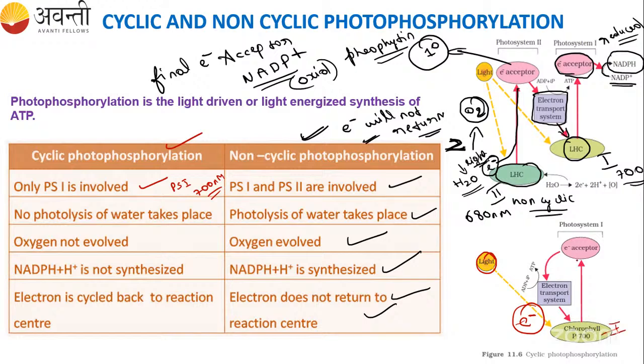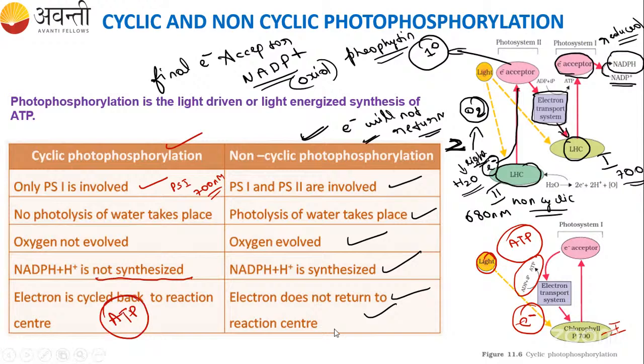The electron is cycling between the photosystem, electron acceptor, then electron transport system. Again that electron is cycling in the same manner. But what is happening here is that a proton gradient is going to be formed. Mainly ATP is going to be synthesized. There is no synthesis of NADPH here. Only ATP is going to be synthesized in cyclic photophosphorylation.